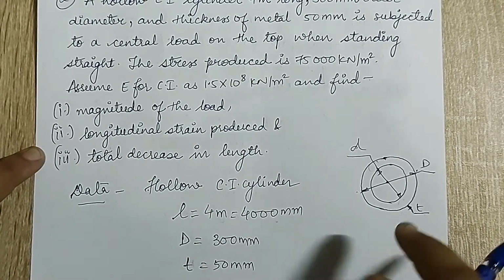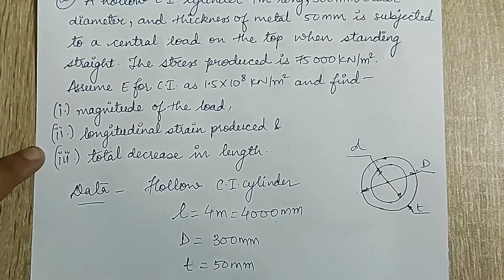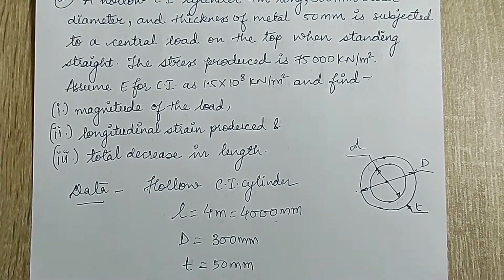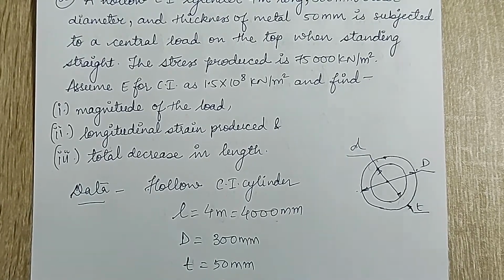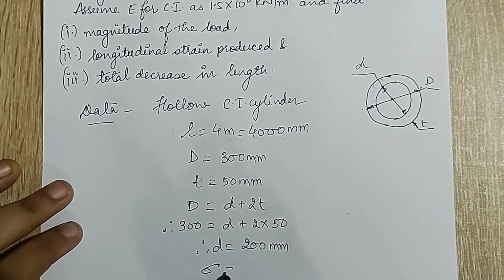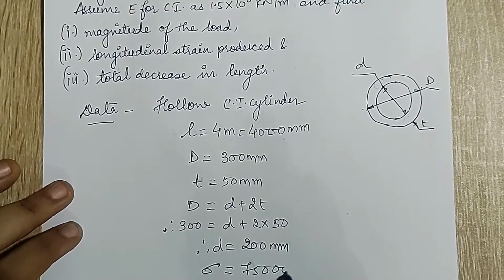Thickness of metal 50 mm is subjected to a central load on the top when standing straight. So you have a cylinder which is standing straight. So this will be the top view. The stress produced is 75,000 kilonewton per meter square. So this is the value of sigma stress which is given to me. So I'll note down here sigma is equal to 75,000 kilonewton per meter square.